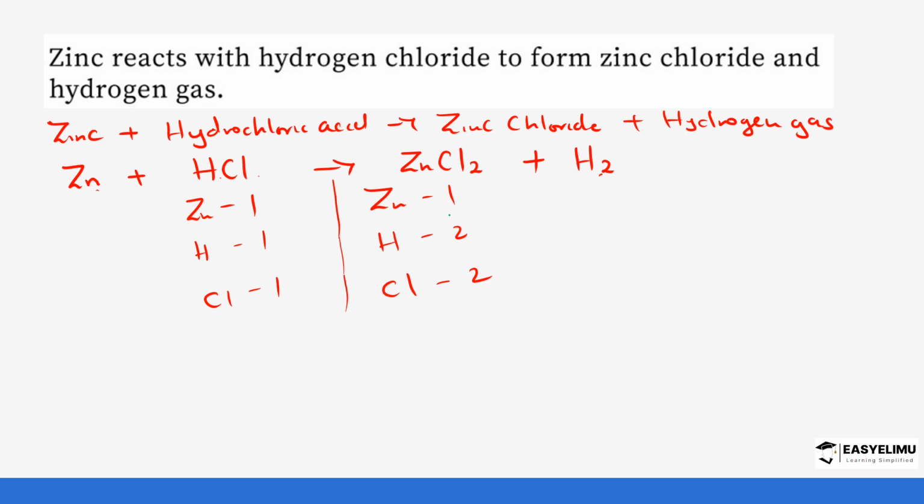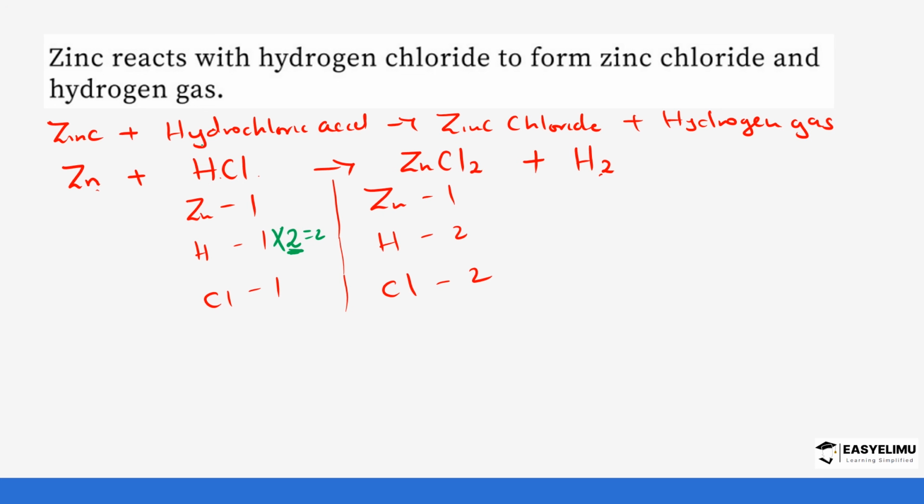So let's start with the hydrogen. We have 2 hydrogens on the product and 1 on the reactant. So we need to multiply this by 2. So we have brought in a coefficient. So we need to place it on where the hydrogen is. And the hydrogen is in the compound called hydrochloric acid. So we don't just put it on the hydrogen, we put it in front of the whole compound.